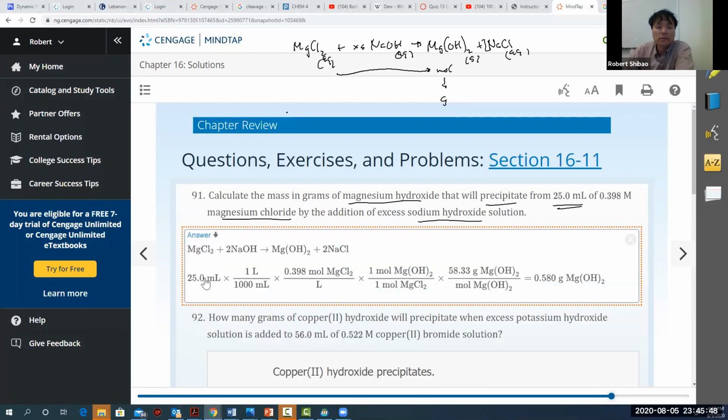And so we're going to go from milliliters of solution to liters of solution. From liters of solution, we'll go to moles of pure magnesium chloride because they give us the molarity here: 0.398 moles of pure magnesium chloride per liter of solution. And then from moles of pure magnesium chloride to moles of pure magnesium hydroxide using the mole-to-mole conversion from the balanced chemical equation. It's a 1-to-1 mole ratio. And then from moles to grams, and we can calculate it.